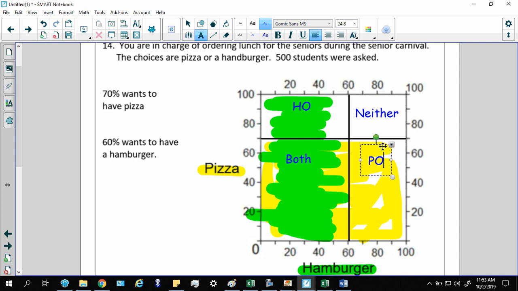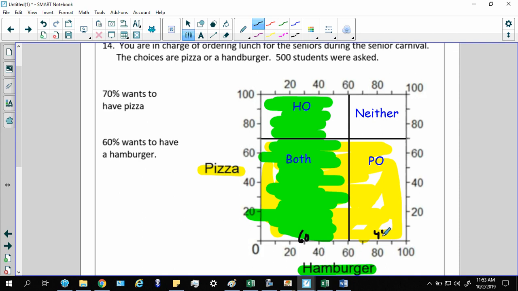All right. Let's put some dimensions on here. So the base of my both section ends up being 60. My pizza ends up being 40, because 60 to 100 is 40. My height on the both ends up being 70. My hamburger only ends up being 30. My hamburger only base is 60. The neither is going to be 40. This ends up being right here, that ends up being 30. And this one ends up being 70.